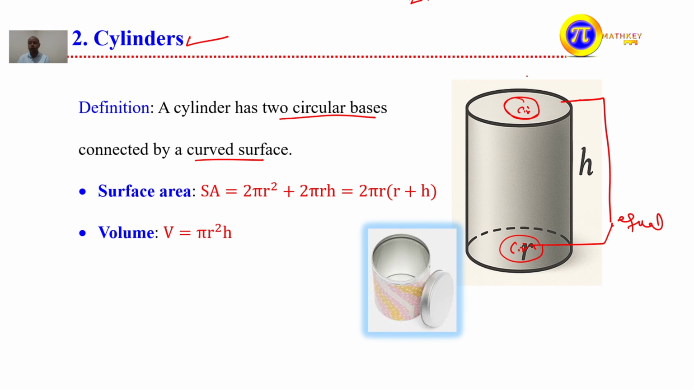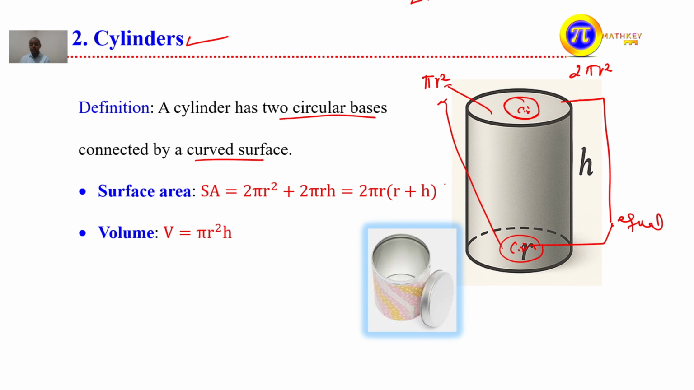So these equal circular bases are connected by a curved surface. We call this a cylinder. As we are familiar, the area of a circle is pi r square. Here is pi r square, and the same here, pi r square, as we did in the case of a prism. So the surface area of the bases is twice pi r square.